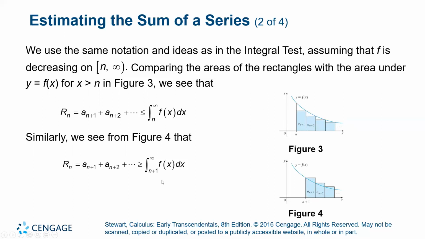And then if you look at the opposite, if you have the same setup, but you're using the left endpoint, so all of your rectangles are larger, then you know your remainder is going to be greater than or equal to that integral from n plus 1 to infinity. And the top one is the integral from n to infinity.